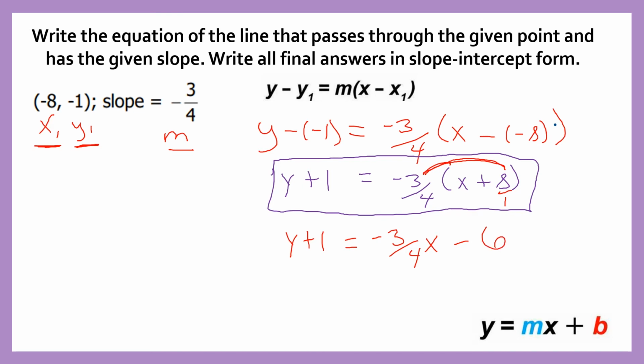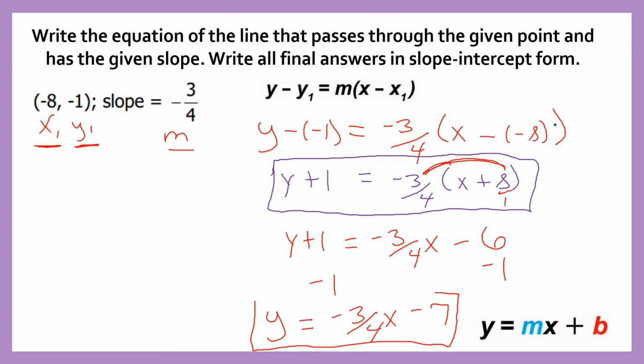And then to get the y by itself, this is a plus 1, so I'm simply going to subtract 1 from both sides. And I'm left with y is equal to -3/4 x, then combining my like terms of -6 and -1. So -6 minus 1 is -7. And I have rewritten that equation in slope-intercept form. My slope is -3/4, and my y-intercept is -7.